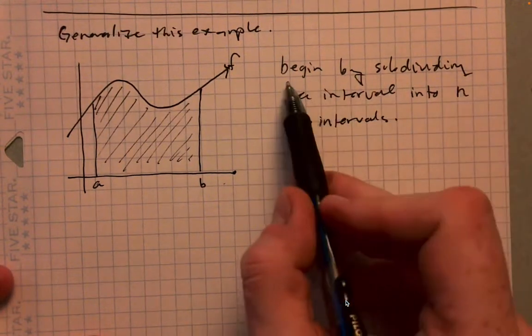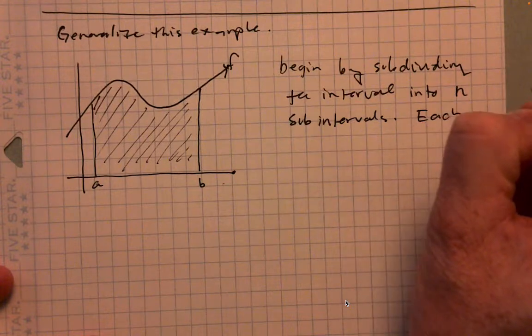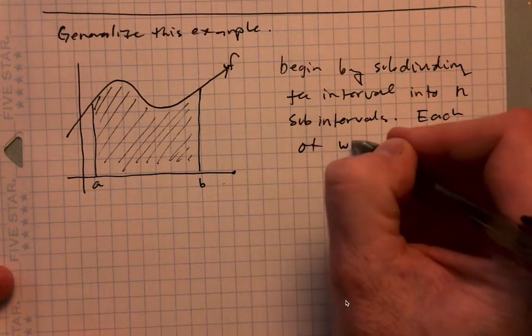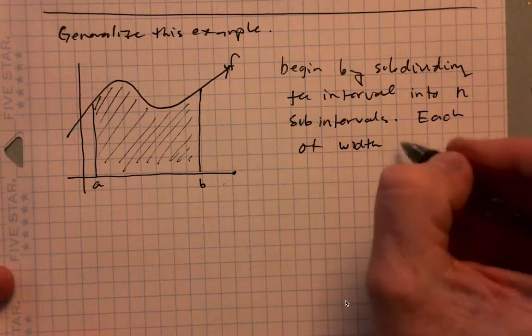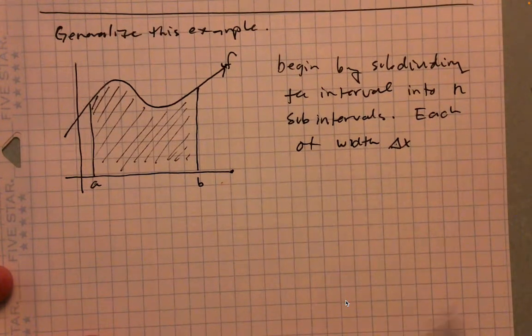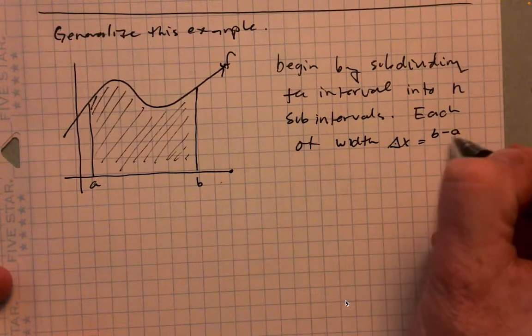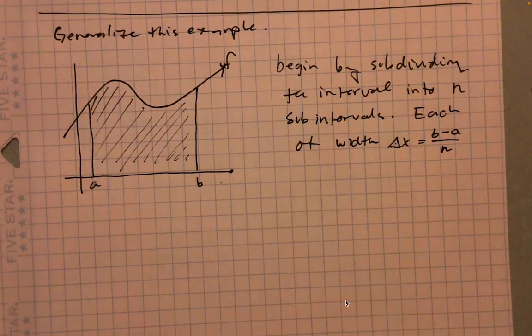So we begin by subdividing the interval into n subintervals, each of width, and we're going to introduce notation here that will be used later. Delta x, the change in x, the difference in x, is going to denote the width of the subintervals, and we'll say it's b minus a over n, naturally. You take the width of the whole thing, divide it into n parts, and that's the width of each part.